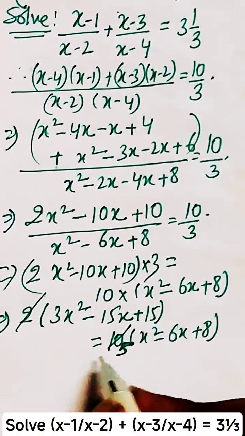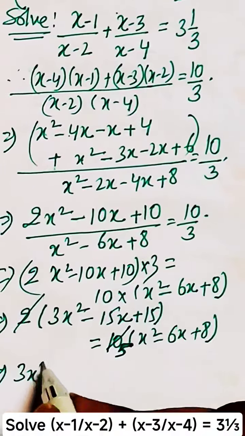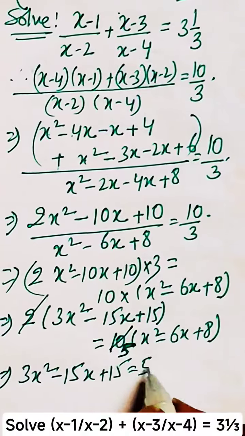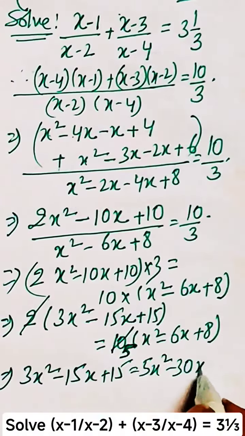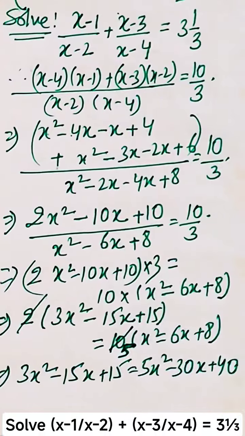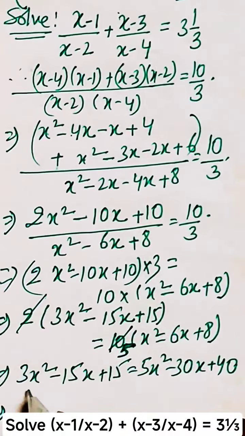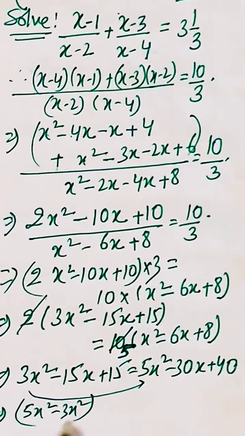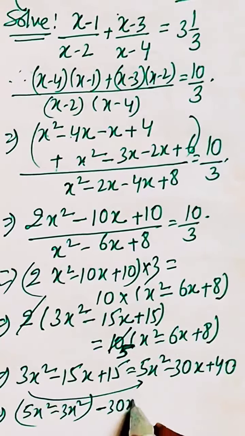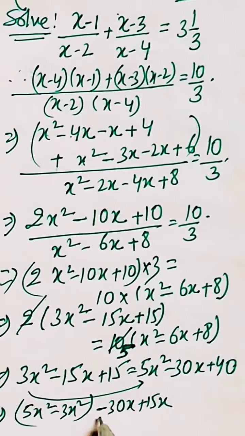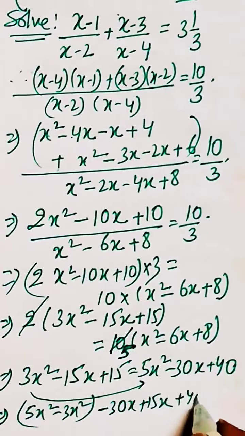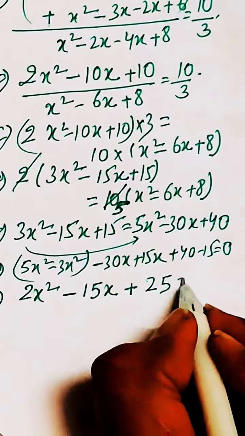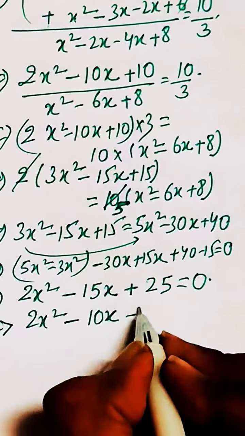So the LHS will be 3x square minus 15x plus 15, equal to 5x square minus 30x plus 40. Push all the terms to the RHS. Why? Because 5x square is greater than 3x square. So 5x square minus 3x square, just assemble the like terms together, and in this way we have minus 30x plus 15x together and plus 40 minus 15 together. This will give you a quadratic equation 2x square minus 15x plus 25 equal to 0.